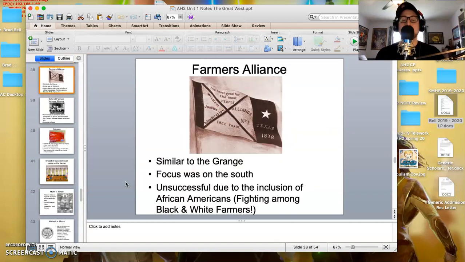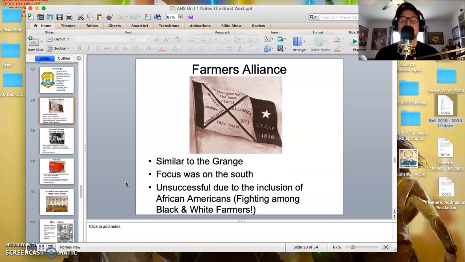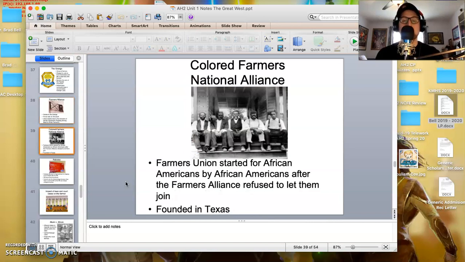So you also had the Farmers Alliance. This was one that did not see as much success as the Grange, because it included both white and black farmers at a time post-Civil War where there was a lot of animosity between those two groups. So the Farmers Alliance failed.